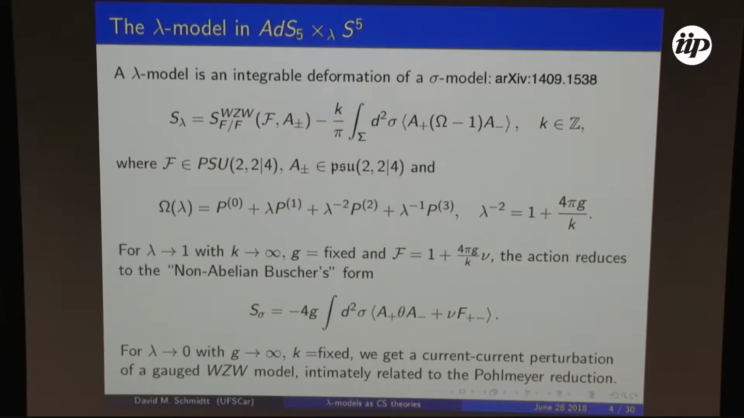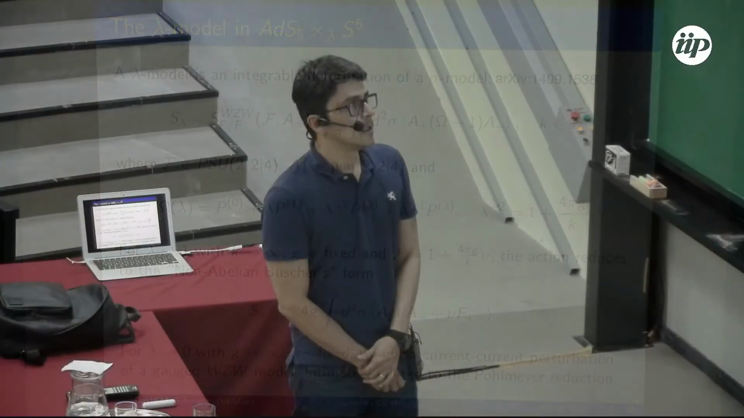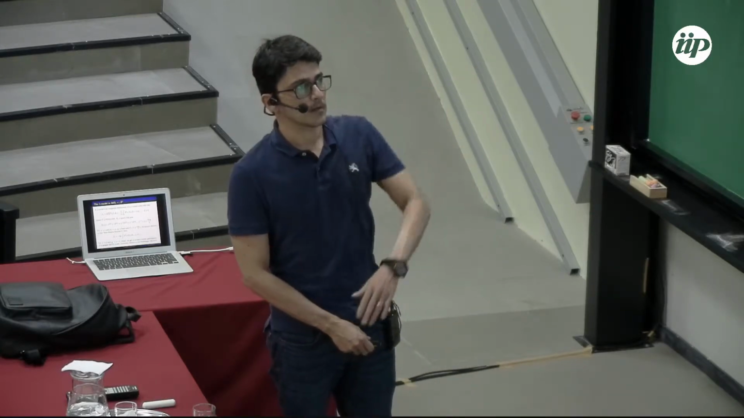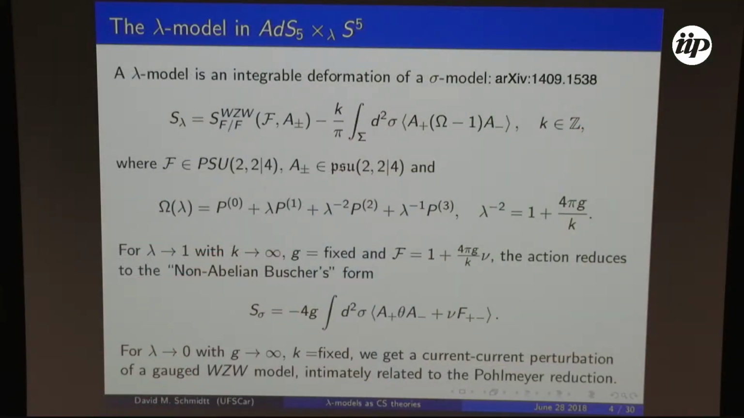So the lambda model, which was introduced in this paper in collaboration with Tim Hollowood and Luis Miramontes, is this one. So this is our final product. It is written in terms of a gauged WZW model plus a term that mimics the Green-Schwarz action I showed before. K is the level. Sigma is the same worldsheet. A plus and A minus are the same gauge connections introduced in the first order formalism. F is again an element of the PSU(2,2|4) supergroup.